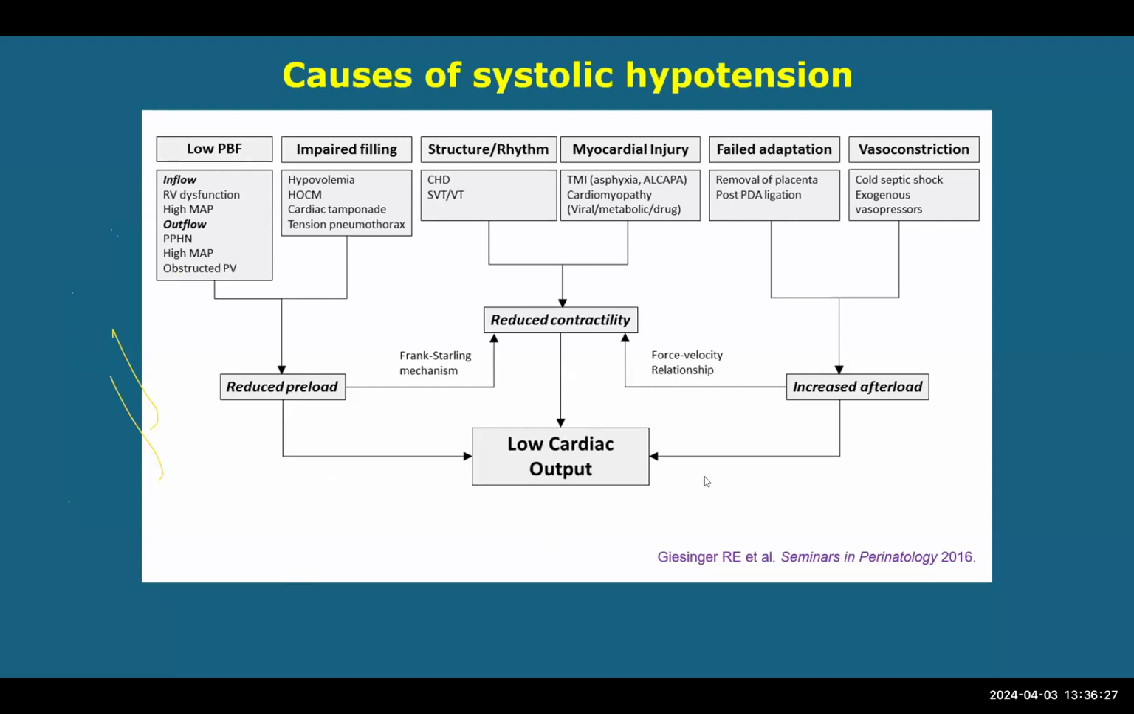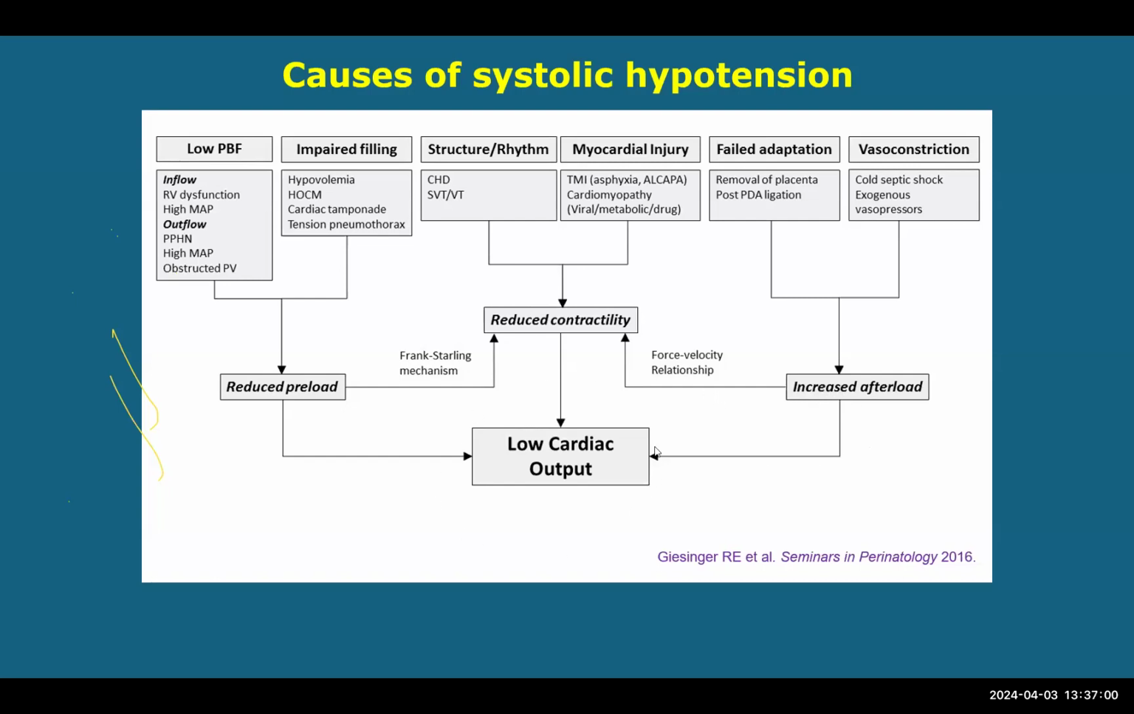When there is a low systolic blood pressure, it means low cardiac output. We need to think about the causes: reduced preload, whether it could be RV dysfunction or hypovolemia, or reduced contractility, whether related to some asphyxia components or primary cardiac dysfunction secondary to sepsis. It could sometimes be because of a frank increase in afterload, because of cold shock as well.